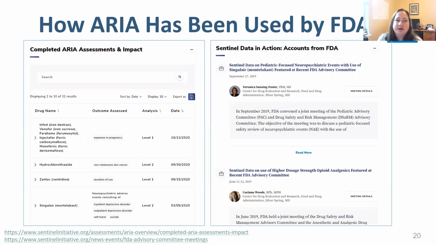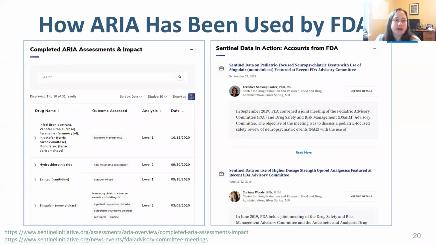So just to highlight how we are trying to be transparent, this is a snapshot of a couple of websites or web pages from the Sentinel website showing how we have used Sentinel to make regulatory decisions. The left shows a list of all of the completed ARIA assessments. These are mostly inferential assessments, but some are descriptive.